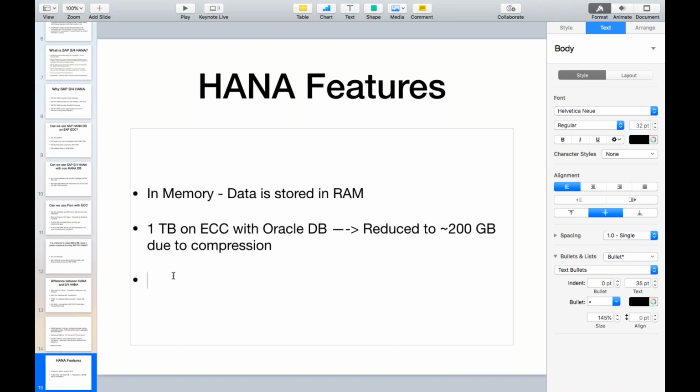I said SAP HANA is an in-memory database. When I say in-memory, it means data is stored in the RAM. So do you think that storing the data in hard disk is still possible in HANA? Is it possible to store the data in hard disk even on a HANA database? Yes, that's correct. Possible? Yes, possible. Yes, there is a hard disk.